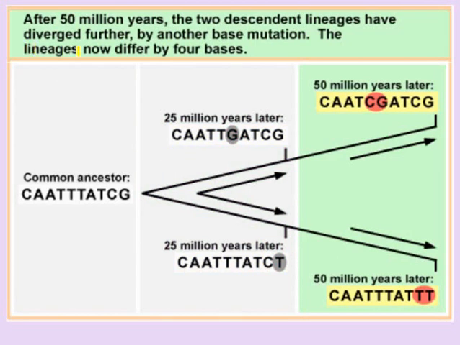After another 25 million years, so overall that's 50 now, the 2 descendant lineages have diverged even further because, as we saw before, every 25 million years we get a base mutation, and so now we've got an additional C there instead of a T, and on this one we've gone from a C to another T. That means that these lineages now differ by 100 million years of evolution, because you go through 50 million here and then 50 million here. So it's not only just 50 million, because they have diverged into two and they have gone down their separate paths for 50 million years.